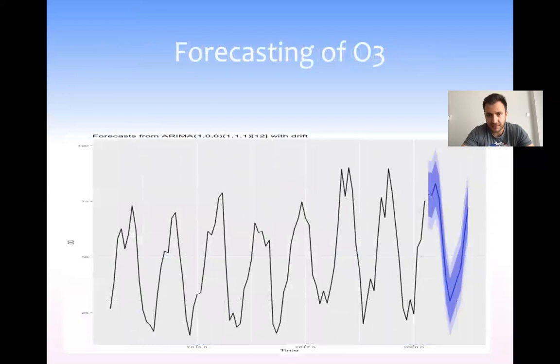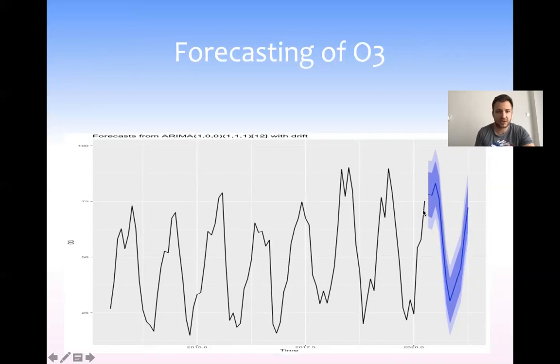For the forecasting, we use the auto.arima function in R. This function helps us find the best ARIMA model by checking their scores, and it takes the minimum score of the ARIMA. So for this analysis, for O3, we selected ARIMA(1,0,0) with seasonality of (1,1,1) at lag 12. When we did this, you see the predictions here after April of 2020.